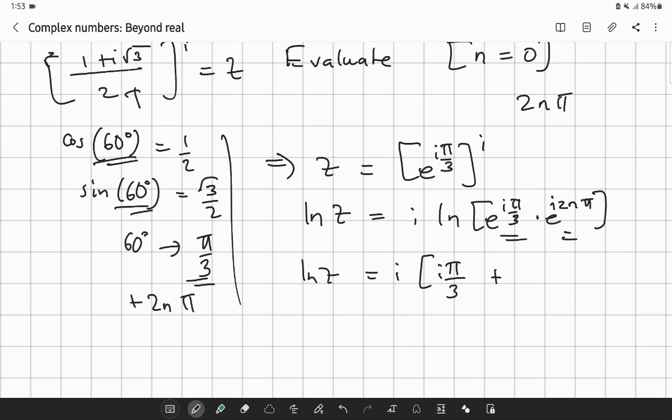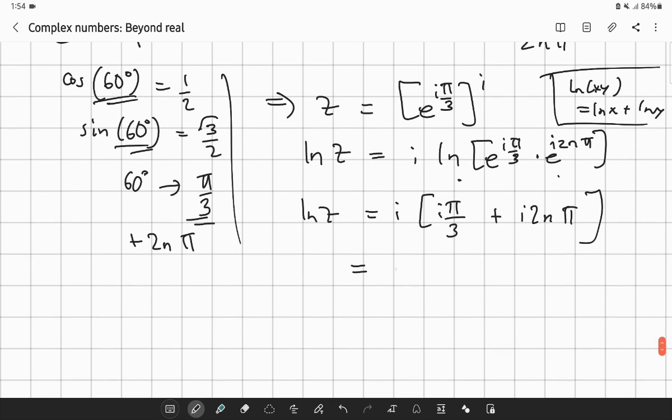and since these two are multiplied, and ln of xy, this is just a reminder, equals ln x plus ln y. This is x, this is y. So I'll just add them. When I take the ln of these things, I'll just add them together. Okay, so I'll have i 2n pi, and if I multiply these things, I'll have minus pi over 3, plus, I'll have a minus here as well, minus 2n pi.